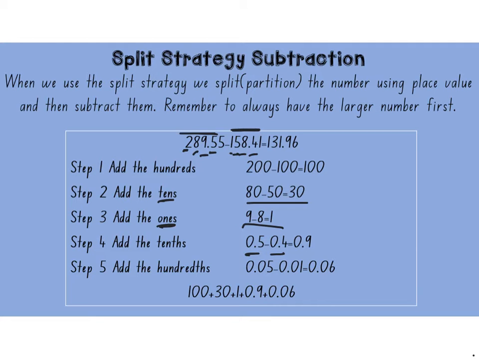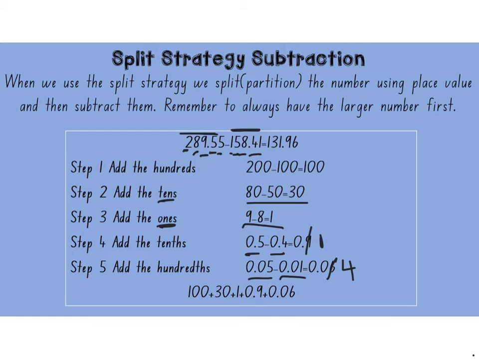Then we subtract our hundredths. So we've got 5 hundredths and we've got 1 hundredth. So that looks like this. So that's 5 hundredths and 1 hundredth. So what we need to do is we just need to take away the 1 from the 5. And we actually get 4. And in this one, we actually get 1.